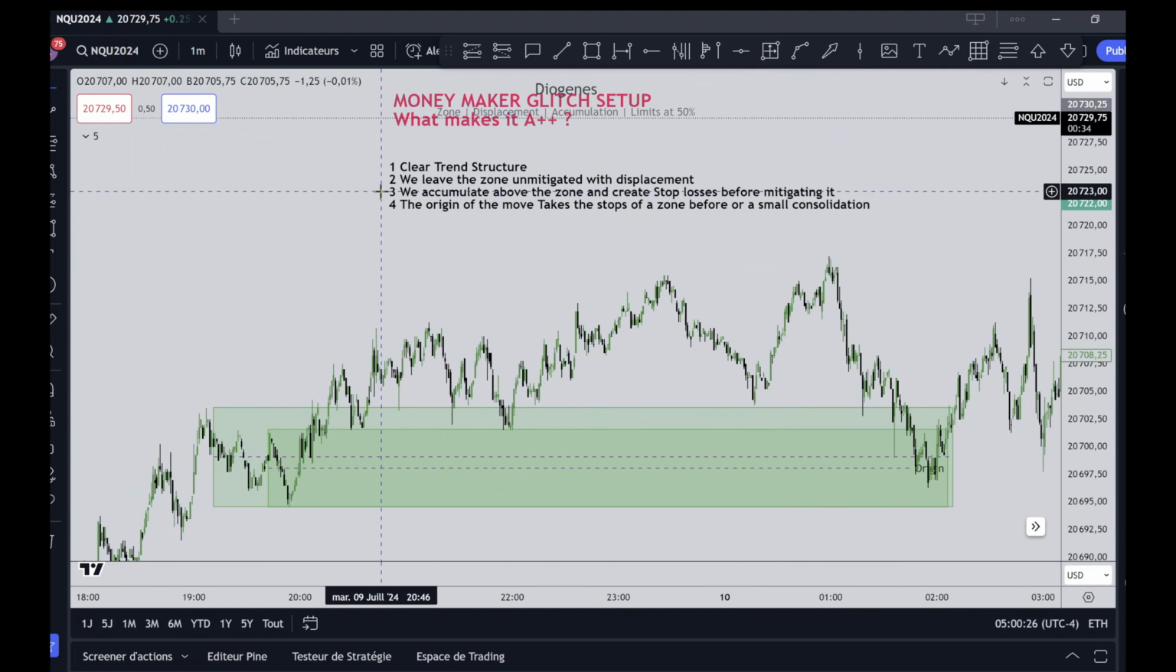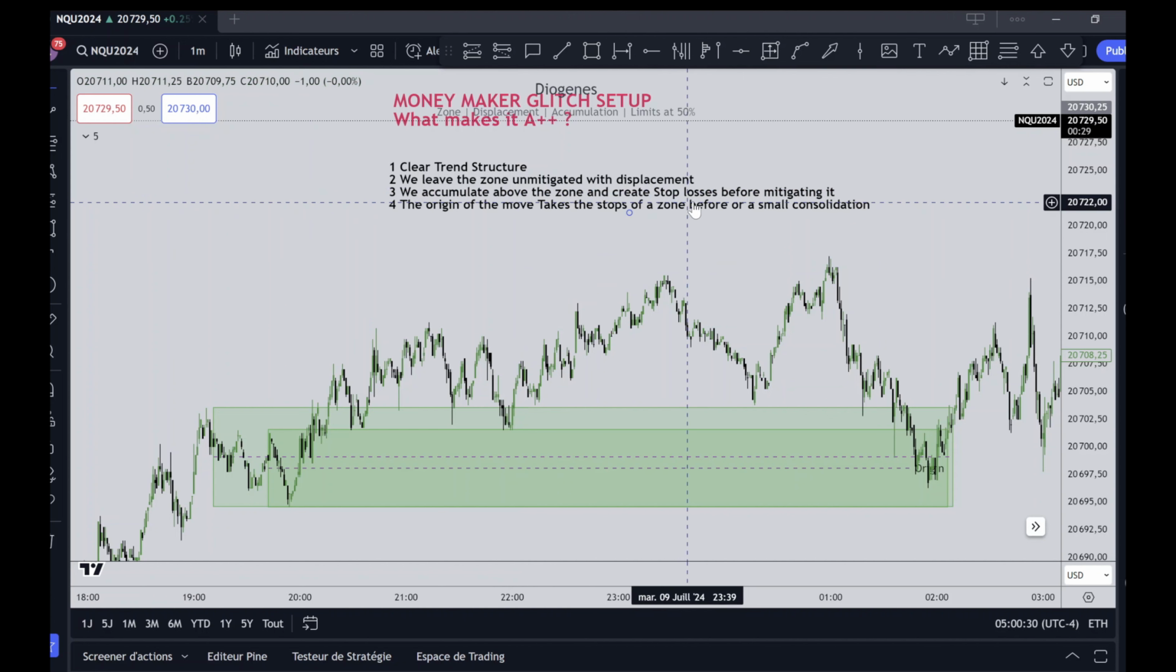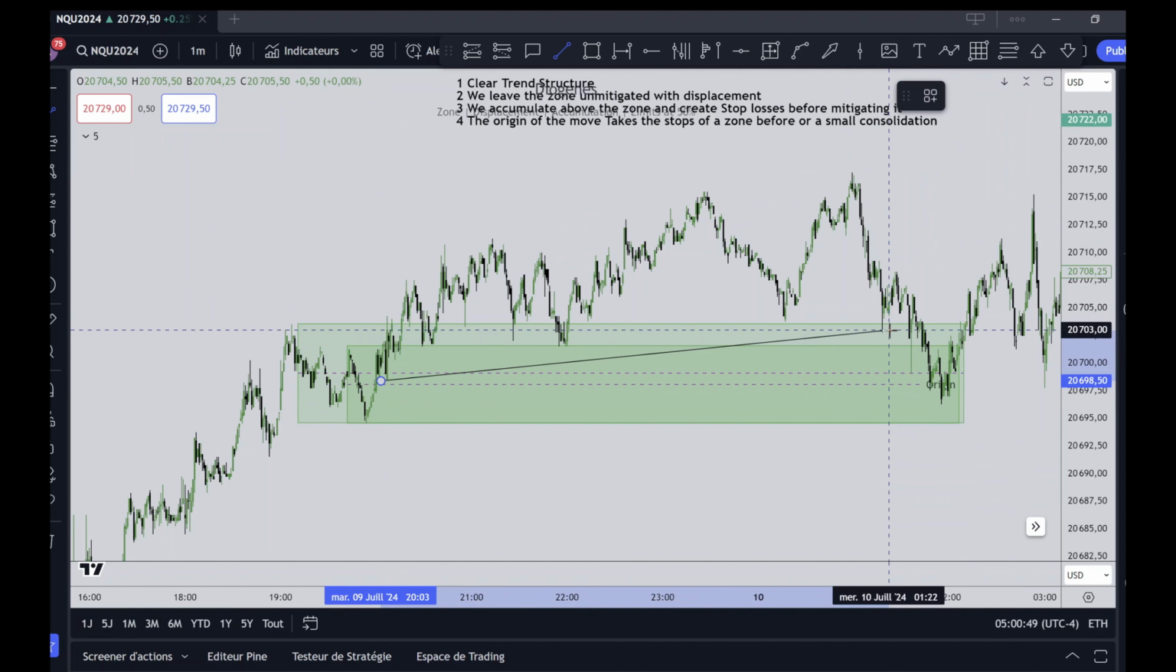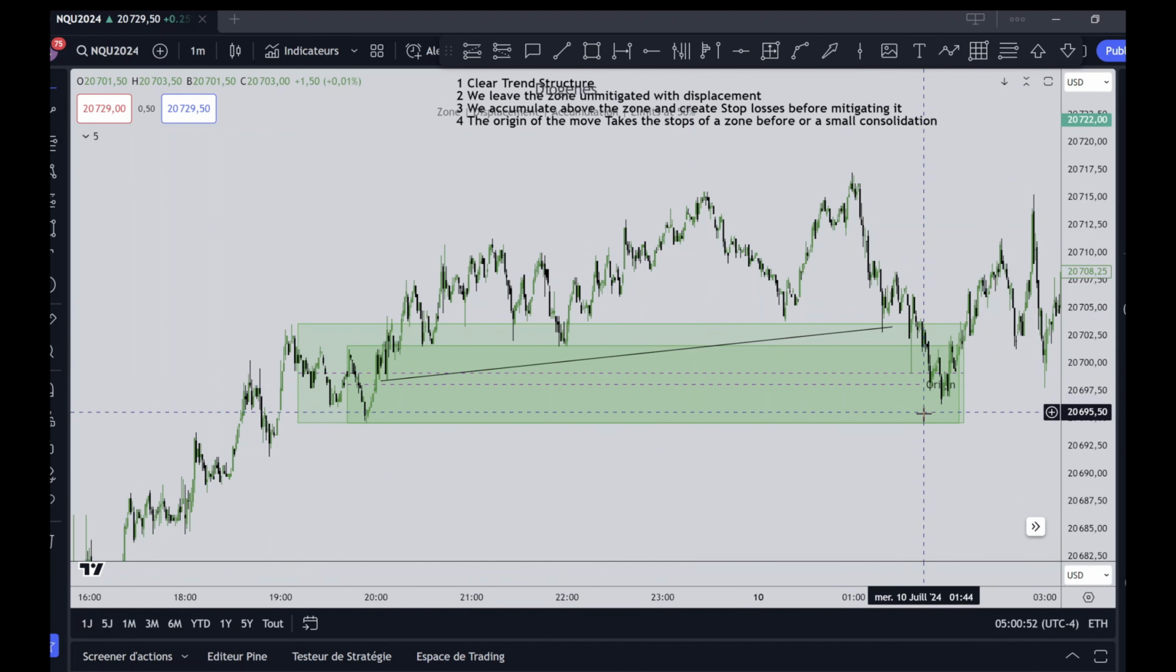Number 3. We accumulate above the zone and create stop losses before mitigating it. For example, here we create this low and went up and create all this fake structure just for price to come sweep all this liquidity, mitigate the origin, and resume its bullish action.